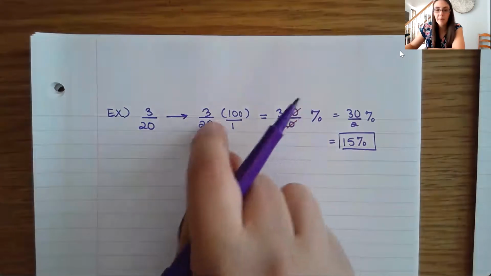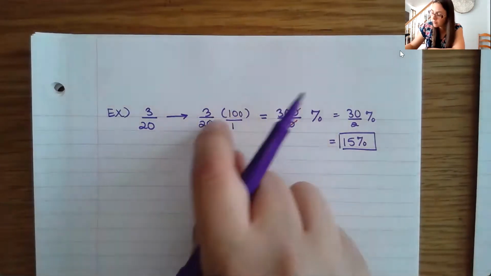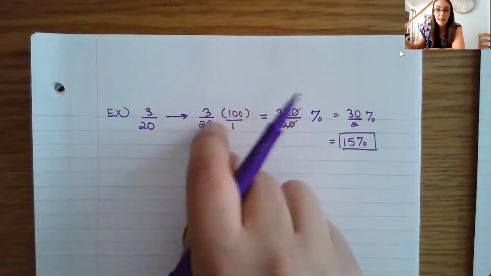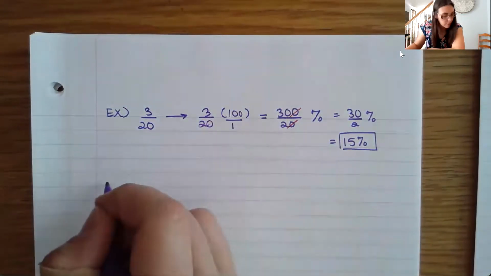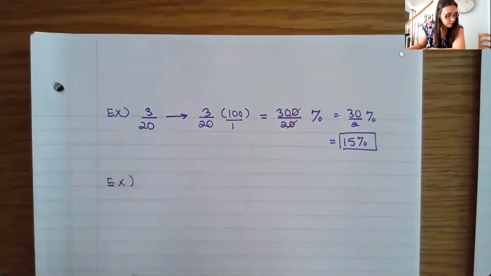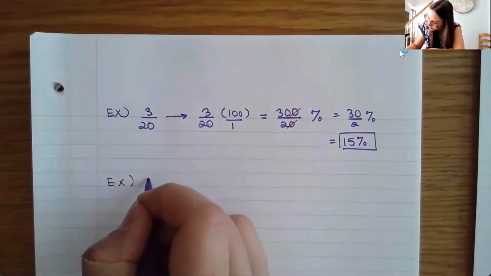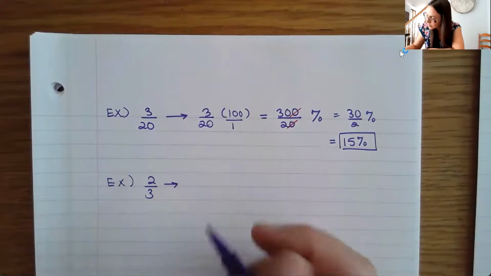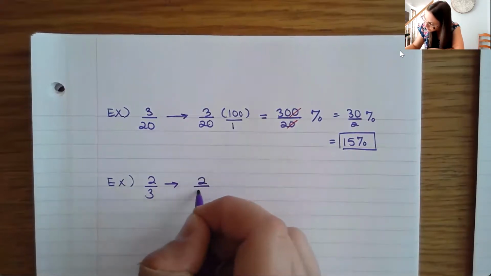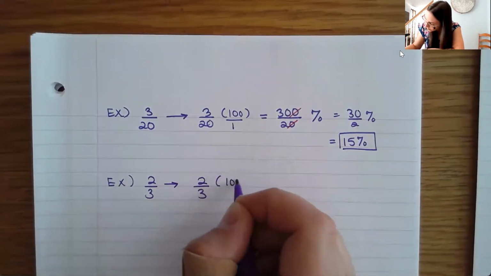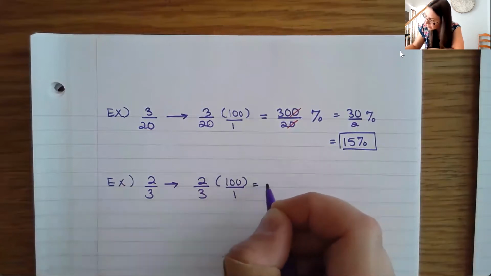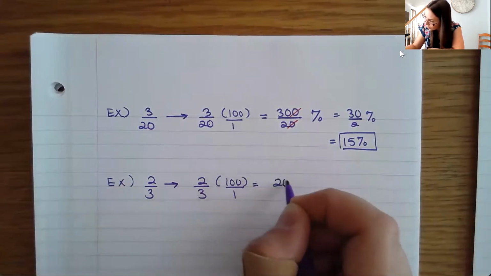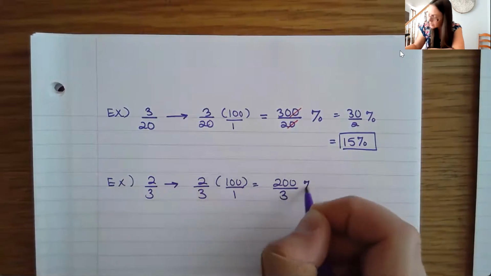You can also simplify before you multiply. So if you wanted to simplify this way and divide those each by 20, that works too. So let's go ahead and do 2/3. I would do 2/3, again, times 100, which is 100/1. I can't simplify this way, so I'm just going to get 200/3, and this is a percent.